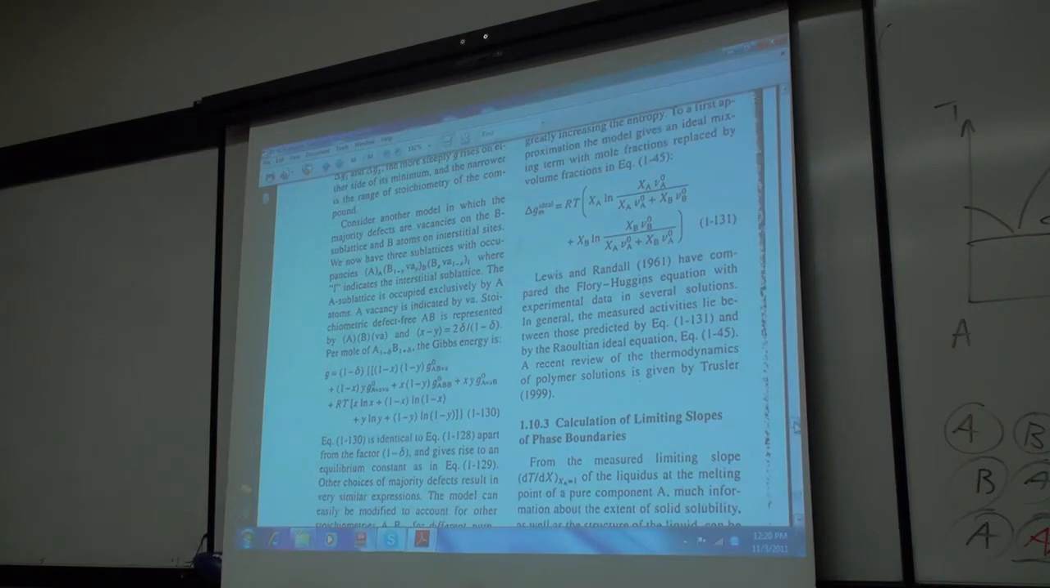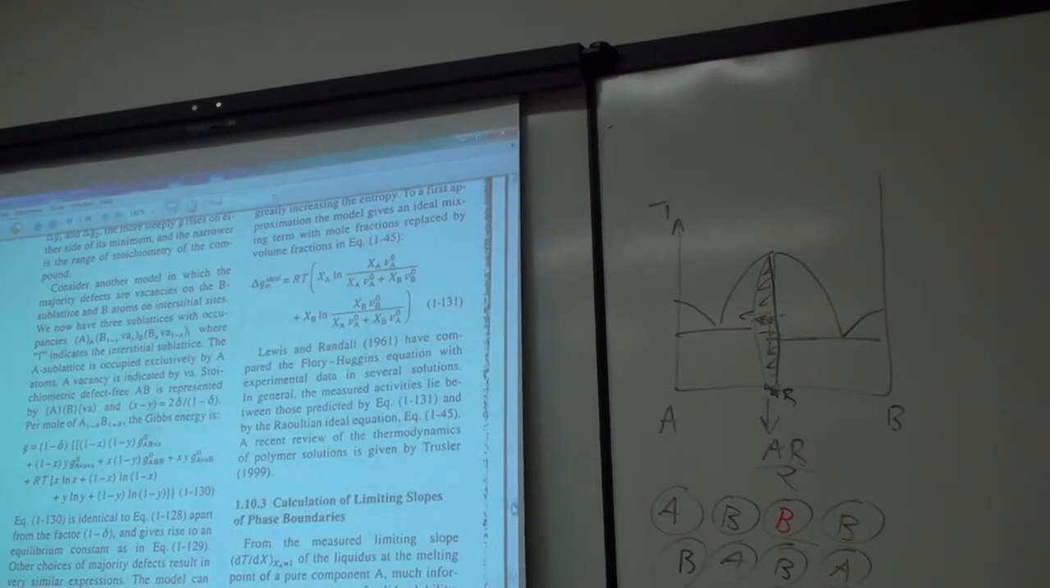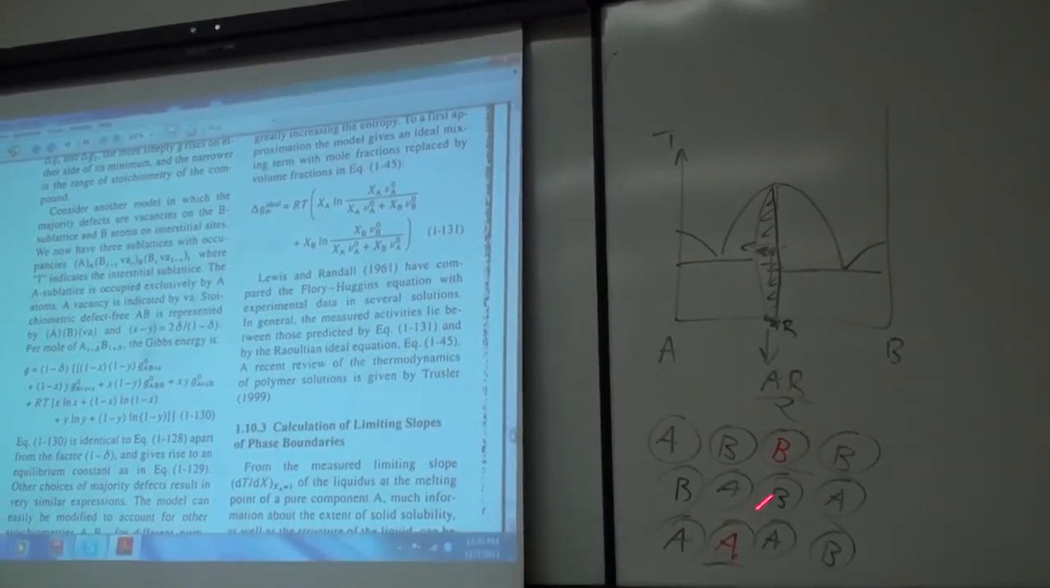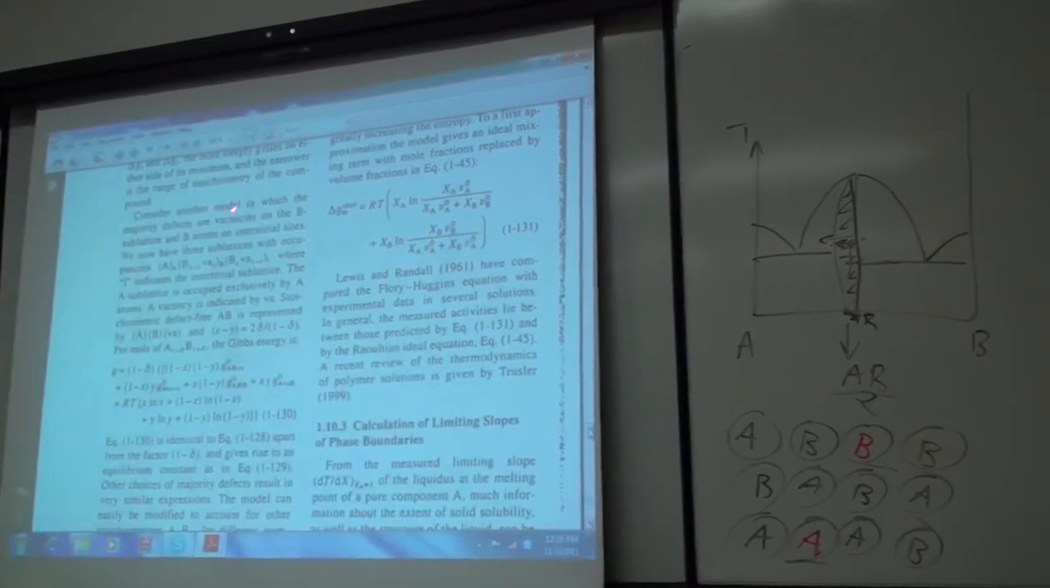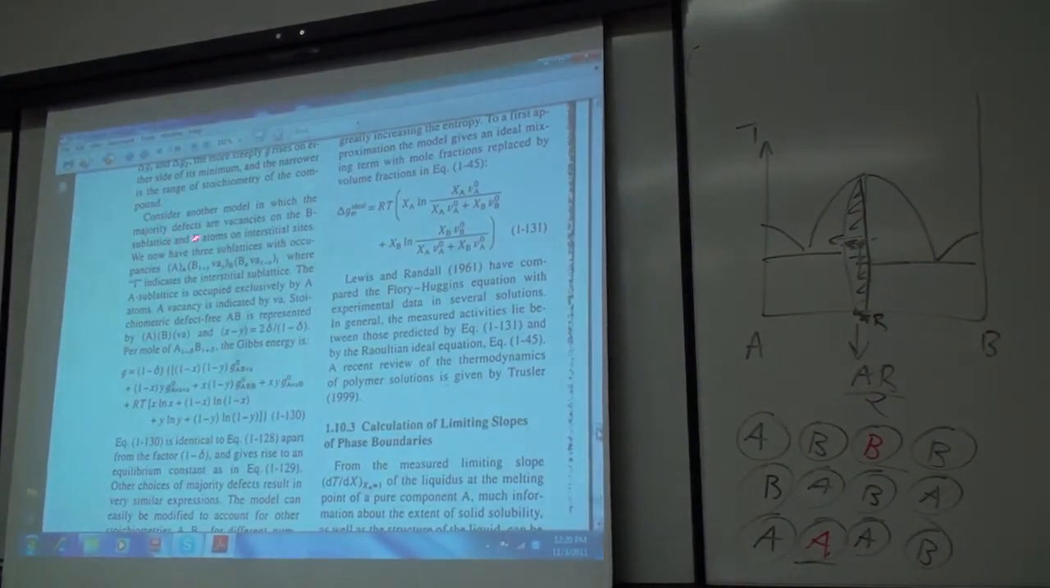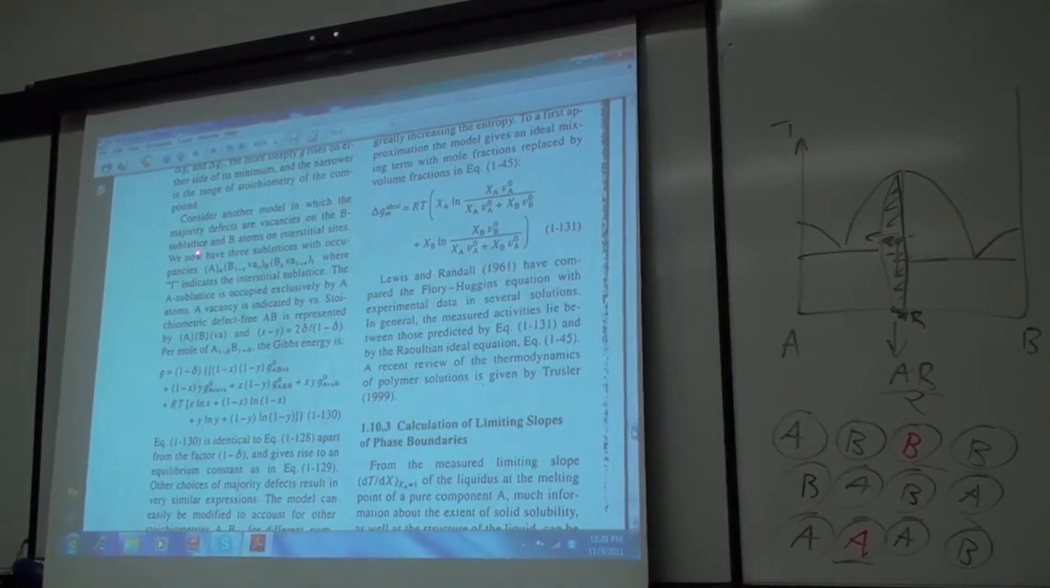Okay, so that was, in this case, you're explaining your non-stoichiometric compound by defects, which are substitution. These are substitutional defects. Okay, I'll consider another model, in which the majority defects are vacancies on the B sublattice and B atoms on interstitial sites.